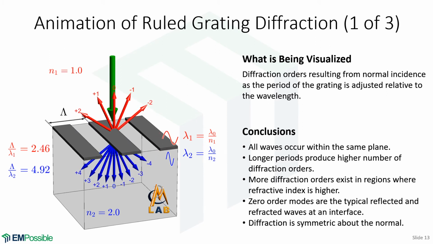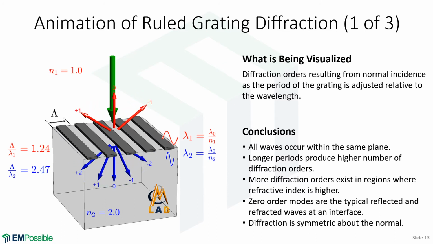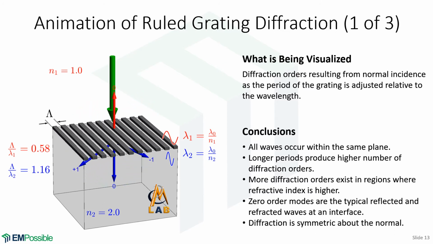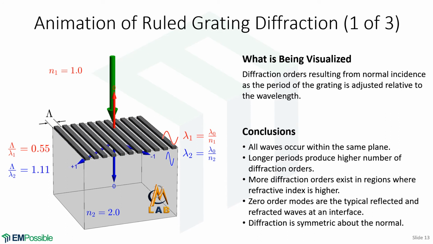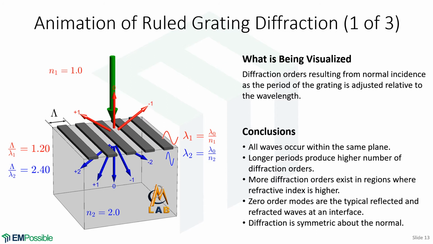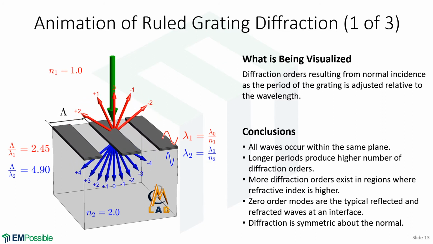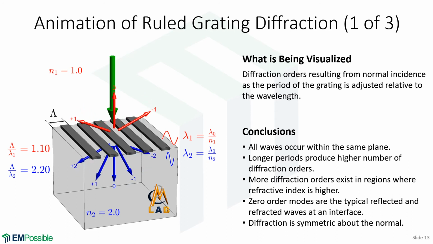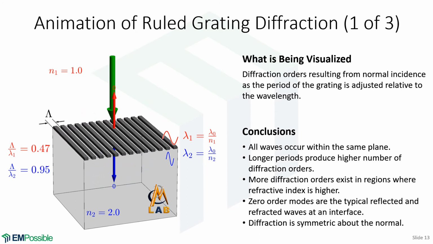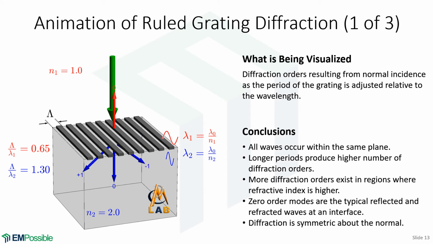So we have a different refractive index on the transmitted side than we do on the reflected side. There is a higher refractive index on the transmitted side, so that wavelength is a bit more compressed. You'll also notice there's more diffraction orders on the transmitted side because of that higher refractive index. So on the right, I've summarized what we're looking at and some basic conclusions that we can draw from this. One is all of the diffraction orders and the incident wave, everything is within a single plane.